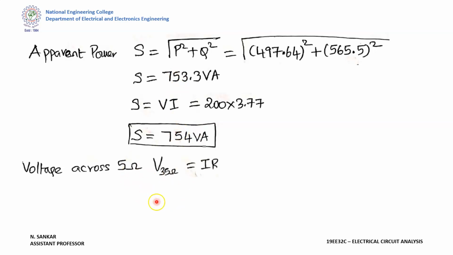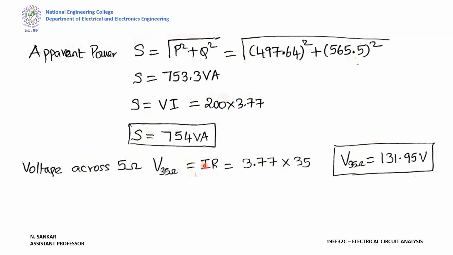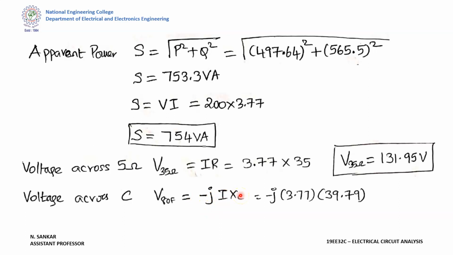And then the voltage across each element, that is the voltage across 5 ohm, sorry, this is not 5 ohm, this is 35 ohm, written in mistake as 5 ohm. Okay, 35 ohm. For that, as per Ohm's law, V is equal to IR, so we know the value of I 3.77, R 35, which is equal to 131.95 volt. In case of capacitor, we have to use the formula as a complex voltage, because any reactive element will be represented in imaginary. Okay, so it's minus j into I into Xc, so it should be equal to minus j 150 volt. So this is the voltage across your capacitor.